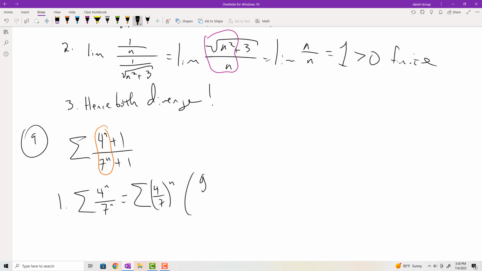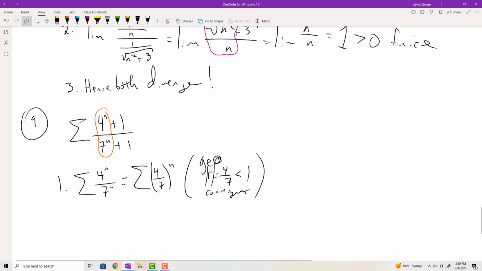It's geometric, right? So it's a geo. There used to be a car named a Geo back in my day. Was it a Ford Geo? I don't know. So the absolute value of r is 4/7, that's less than 1, therefore it's convergent. So if this limit works, they both converge.